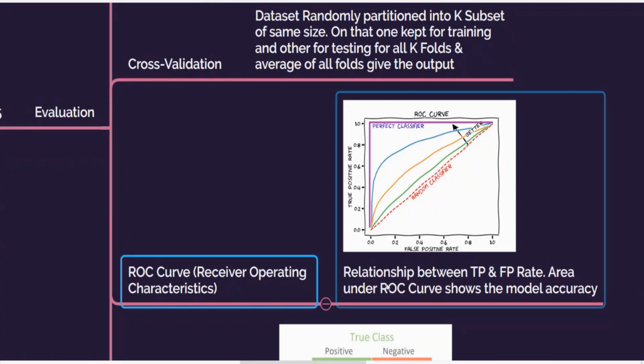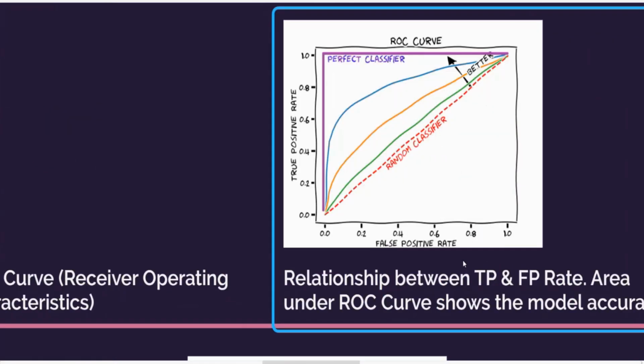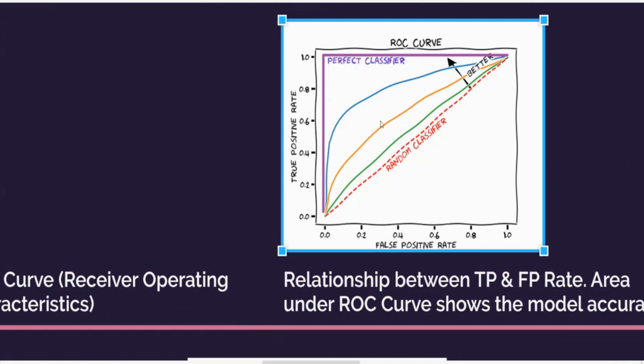And in the ROC method, we will try to find the relationship between the TP and FP, which is nothing but the true positive rate and the false positive rate. The area under the ROC curve shows the model accuracy. Okay, what accuracy we are having. We have different lines, right? In that, the violet color we call the perfect classifier, and the red dashed line we call the random classifier. Slowly it will make the curve and get to the perfect classifier. In the x-axis we give the false positive rate, and in the y-axis we give the true positive rate.